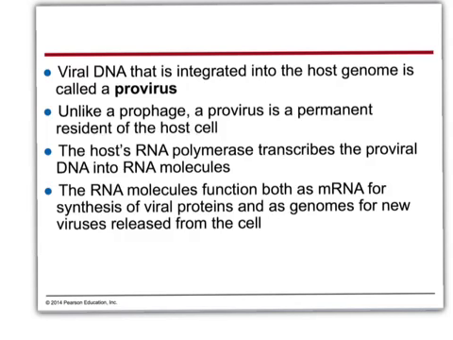Then from that point on, the host RNA polymerase transcribes the proviral DNA into RNA molecules, making the genome and mRNA together to make the proteins and also package the genome, which then allows new viruses to be produced and then released from the host cell.